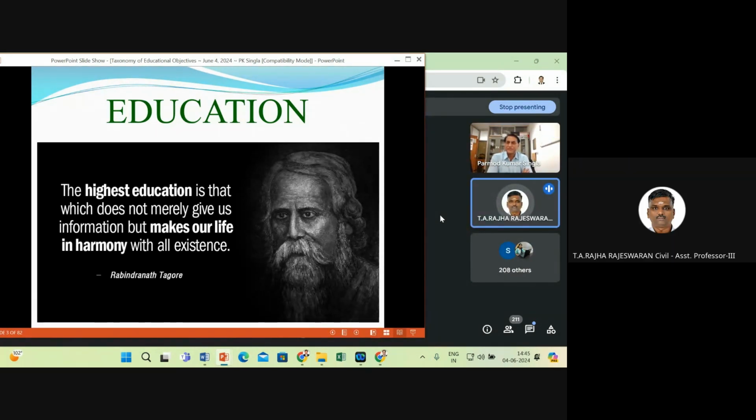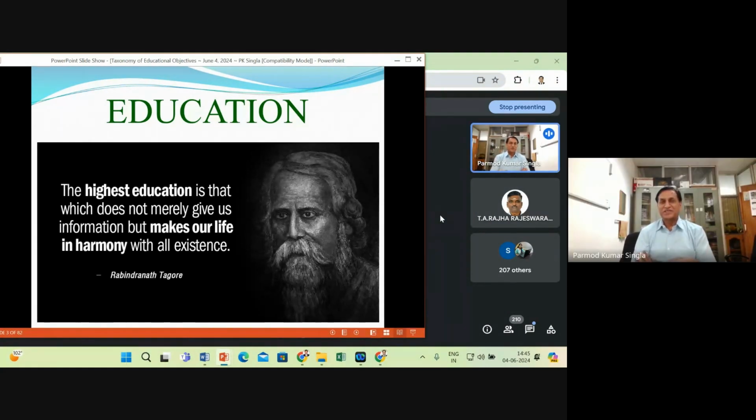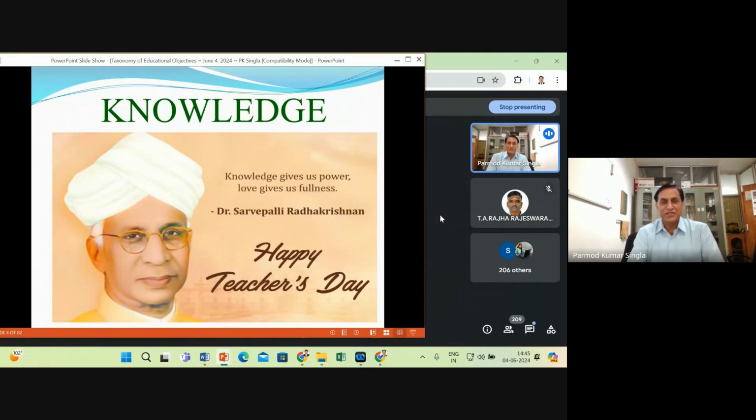The highest education is that which does not merely give us information, but makes our life in harmony with all existence, by Rabindranath Tagore ji. Isn't it so beautiful? Education is not to get jobs, not to be only a good citizen of the country or of the society, but the purpose of education is to make our lives in harmony with the existence. I think only people like Rabindranath Tagore could write this kind of thing. It is so beautiful.